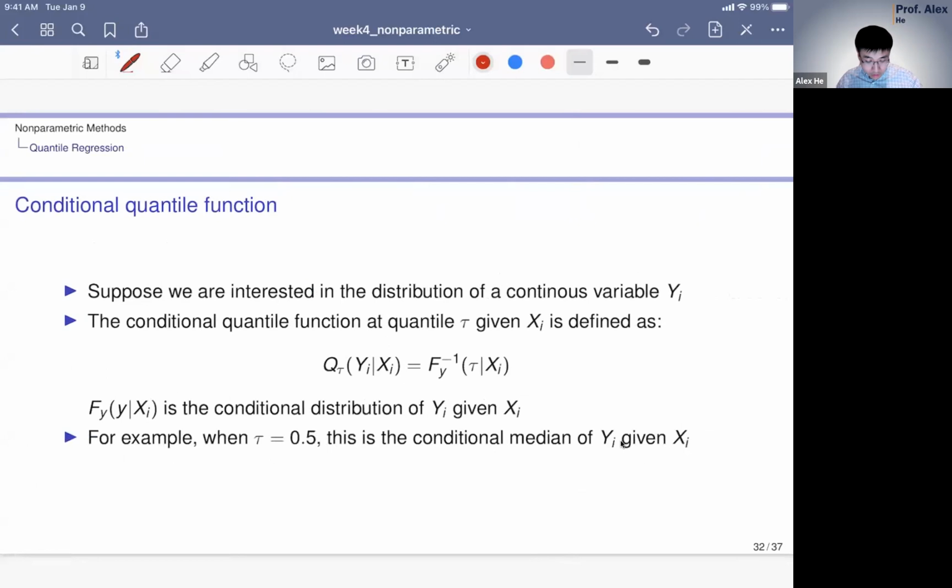First we have this function called the conditional quantile function. This is just the inverse function of the quantile. Let's say at quantile tau, the quantile is equal to x.